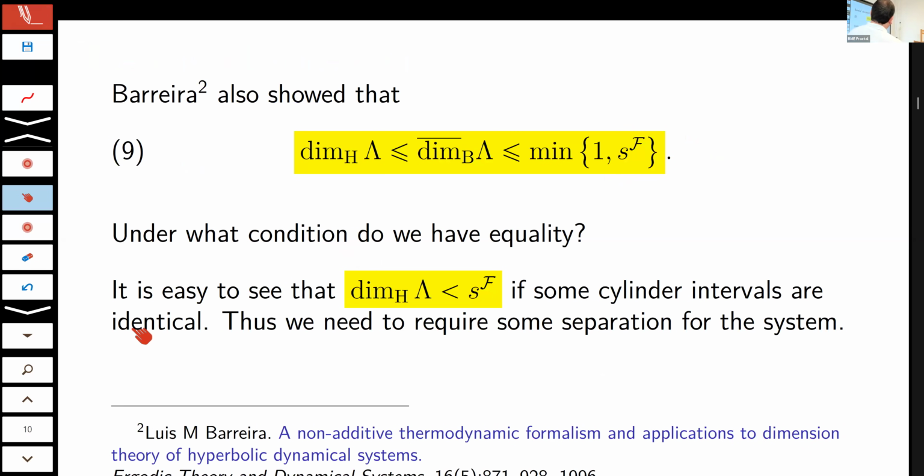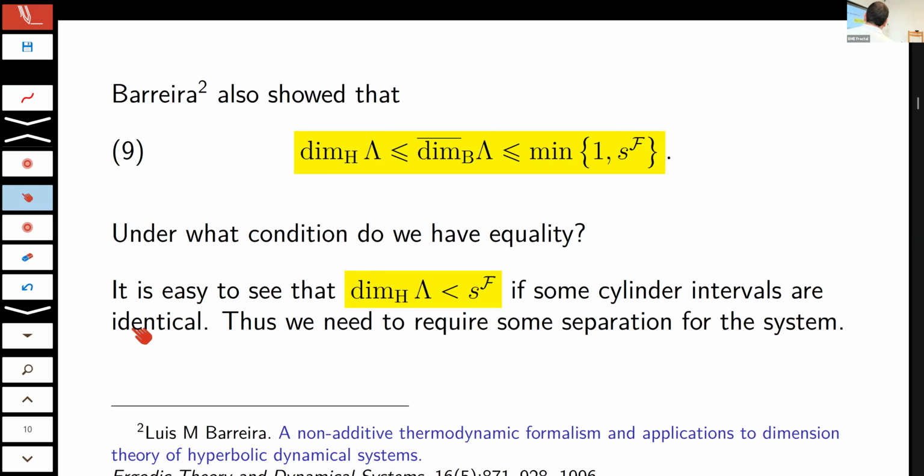Borrero also showed that this number, about the minimum of 1 and this dimension as f, is actually an upper bound on the upper box dimension of the attractor and also on the Hausdorff dimension of the attractor. The question is quite natural: under what condition do we have an equality here? How can we force these dimensions to be equal? What does it mean to have equal dimensions up there in the formula?